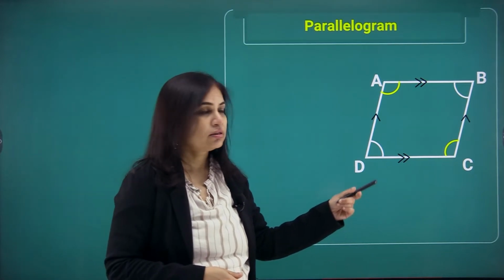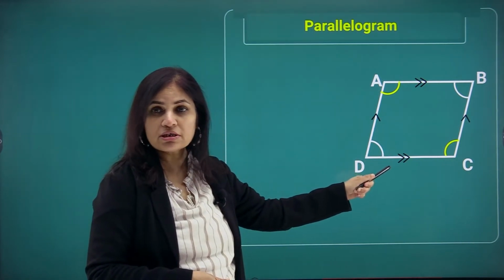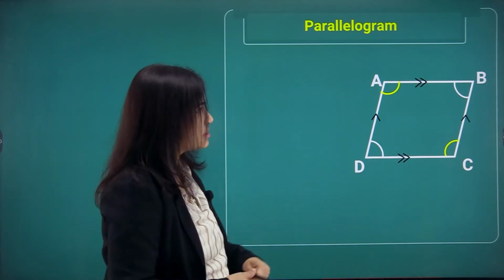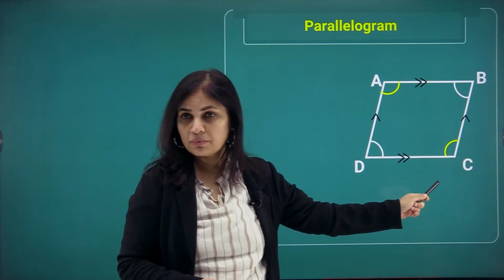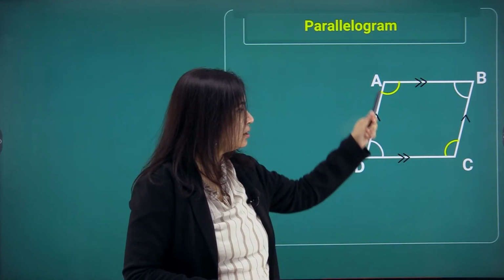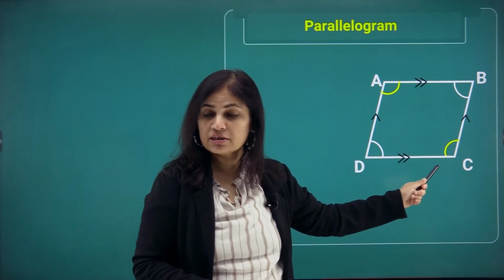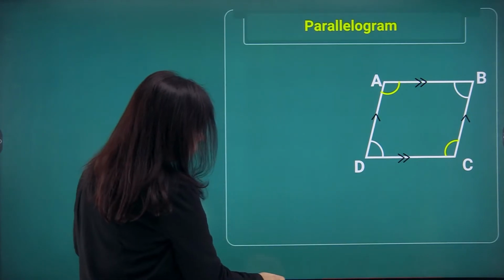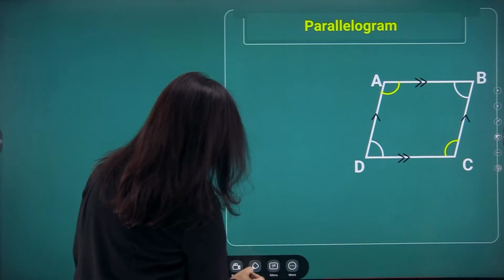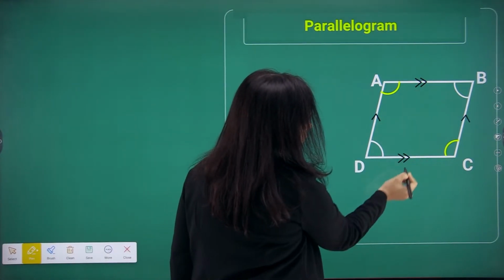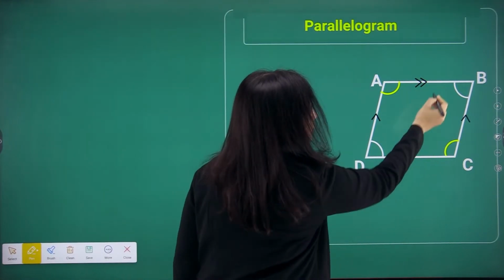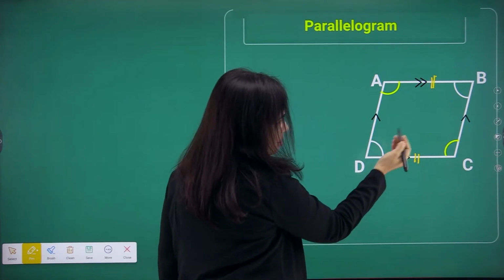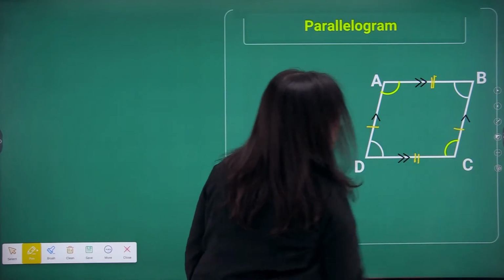As we started, the opposite sides are parallel to each other. As such, we have 2 pairs of parallel sides. AB and CD, which are the opposite sides, are parallel to each other. AD and BC, which are yet another pair of opposite sides, are also parallel to each other. They are not only parallel but equal to each other. So, AB is parallel to DC and AB is equal to DC. Also, AD is parallel to BC and AD is equal to BC.